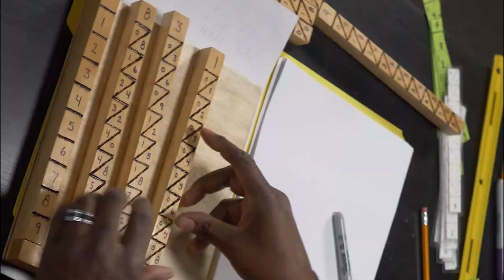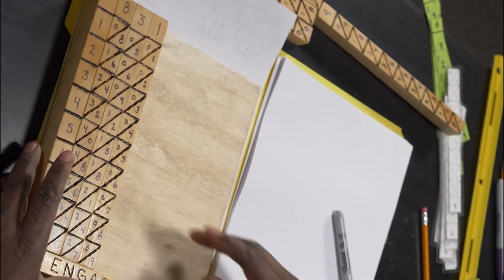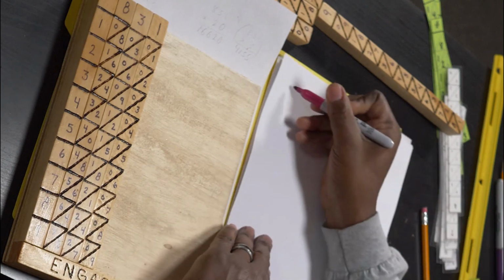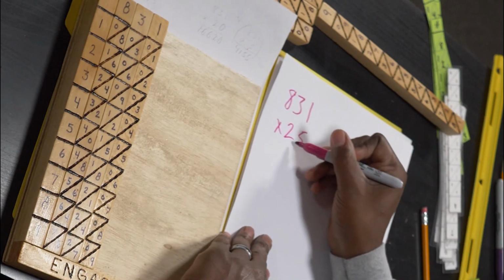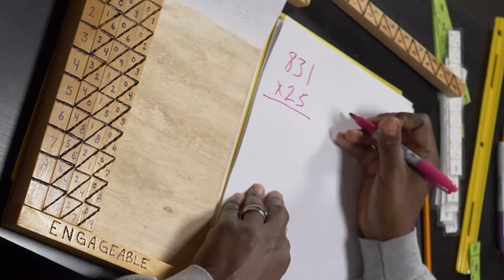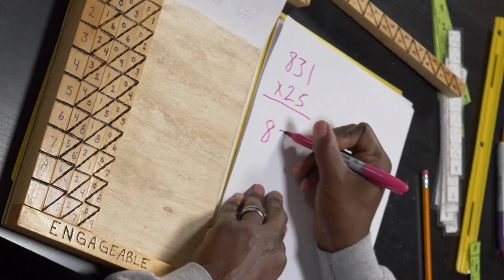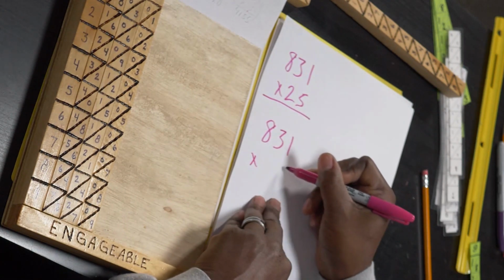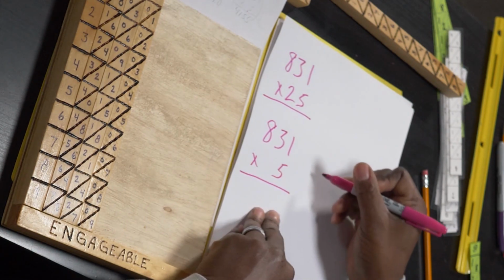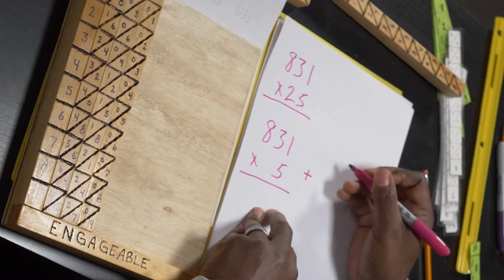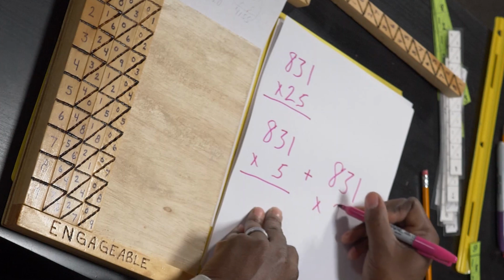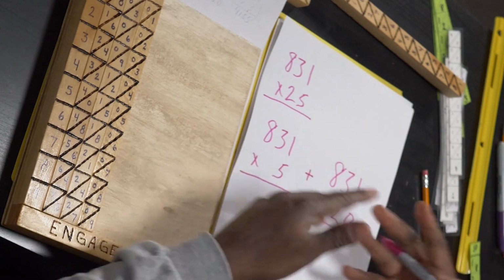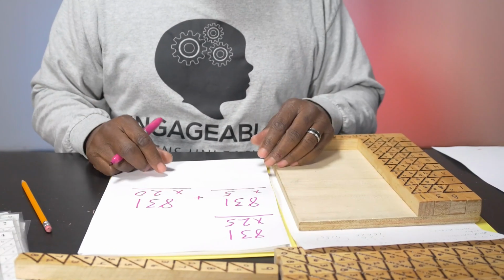And when I combine them, I have 831. So I'm going to write 831 times 25. The way I'm going to actually do this is I'm going to think of it this way. 831 times 5, and I'll combine that product to 831 times 20. And once I bring those together, that'll be the sum of 831 times 25.